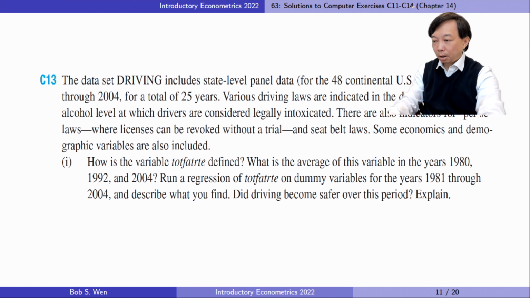In Part 1, how is the variable total fatality rate defined? What is the average of this variable in the years 1980, 1992, and 2004? Run a regression of the total fatalities on dummy variables for the years 1981 through 2004 and describe what you find. Did driving become safer over this period? Explain.